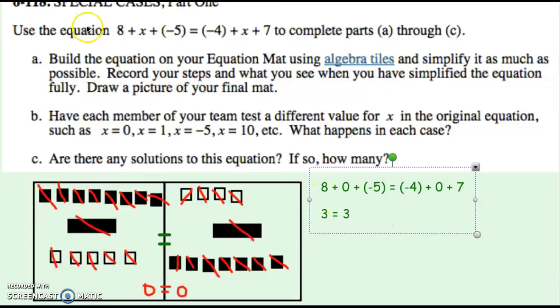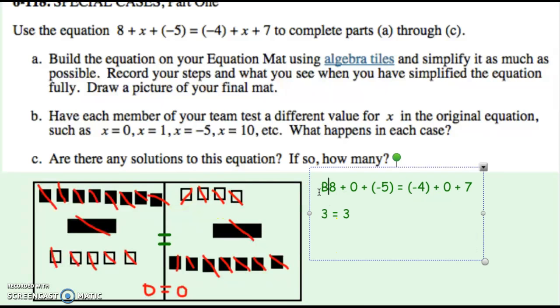So now I would like you to go through and put in 1 for x, -5 for x, and 10 for x. So please pause the video and do that. Okay, if you did that, you should find that both sides are equal. They always end up equaling the same number.